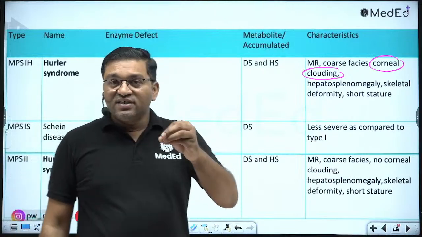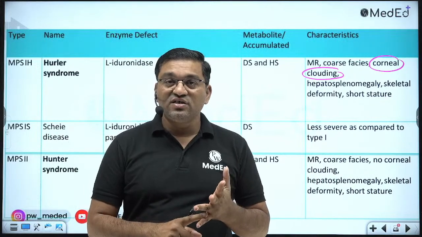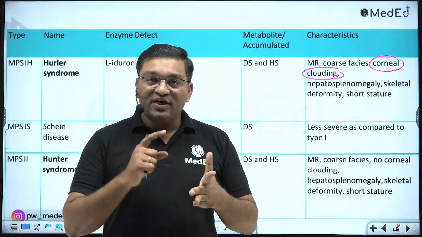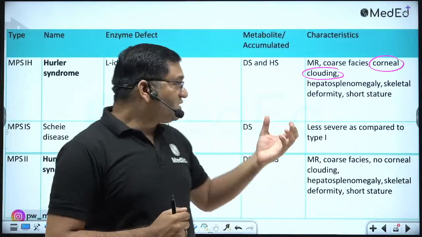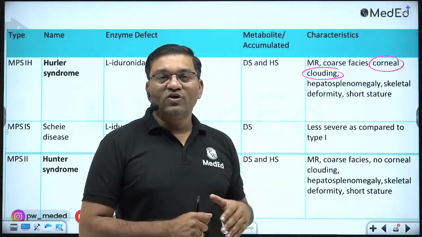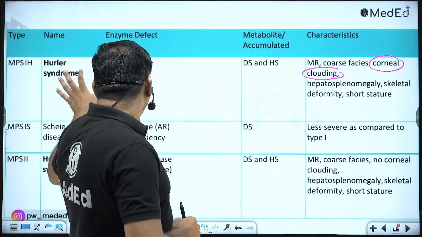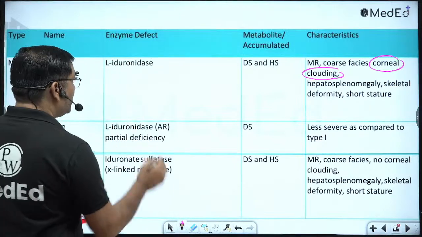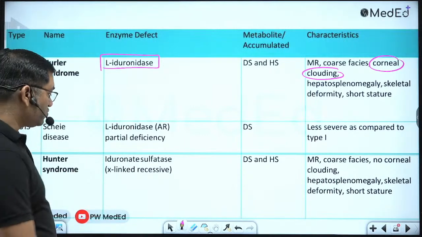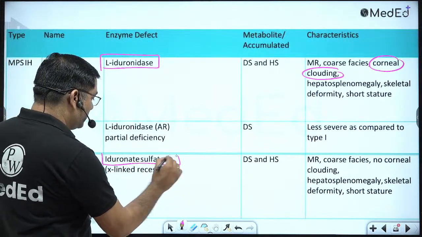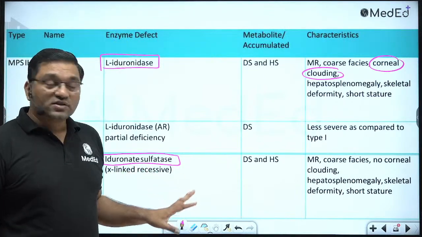These are multi-system involvement disorders characterized by mental retardation, skeletal abnormality, hepatosplenomegaly, coarse facies, and skin lesions. Only some points to remember about this. Hurler is because of deficiency of iduronidase enzyme, and Hunter syndrome is because of iduronate sulfatase.